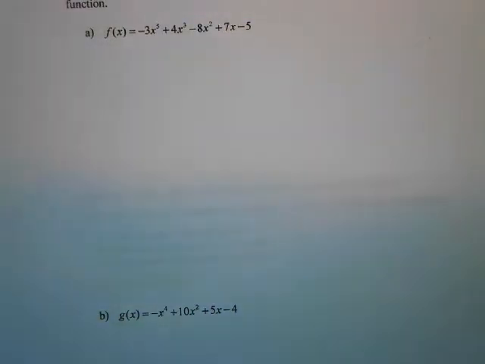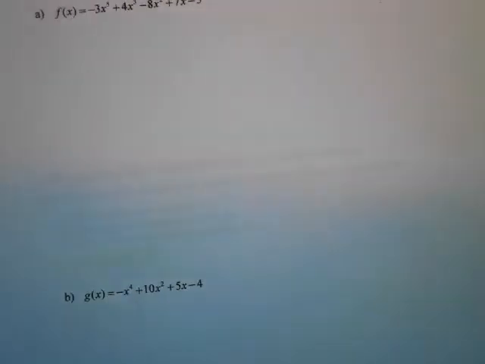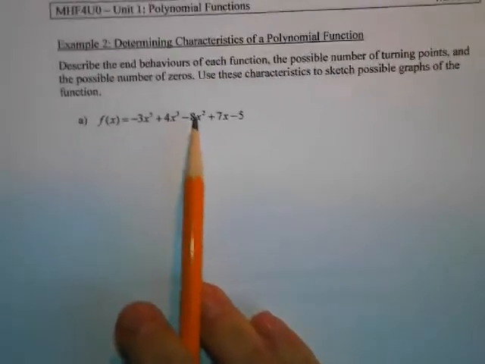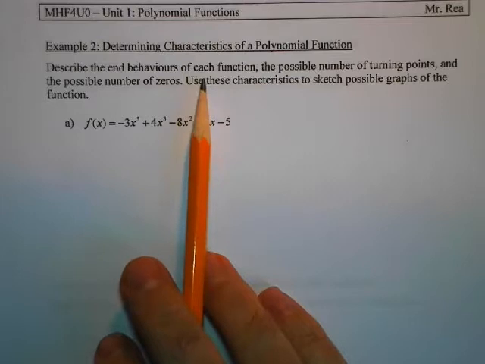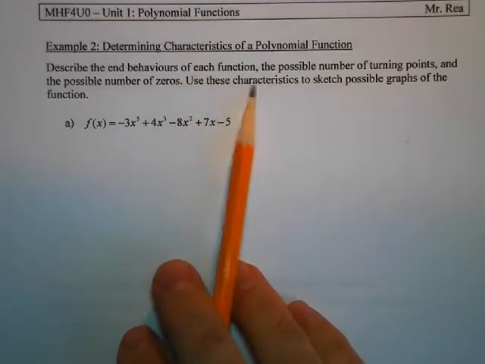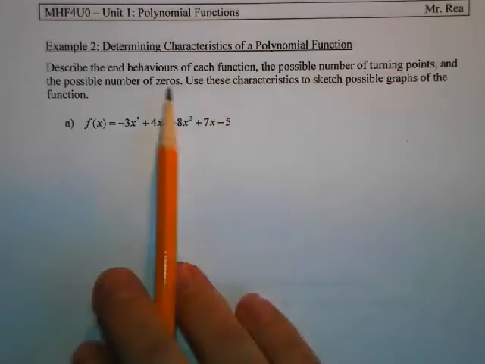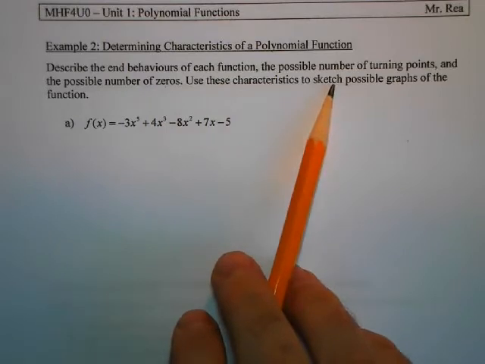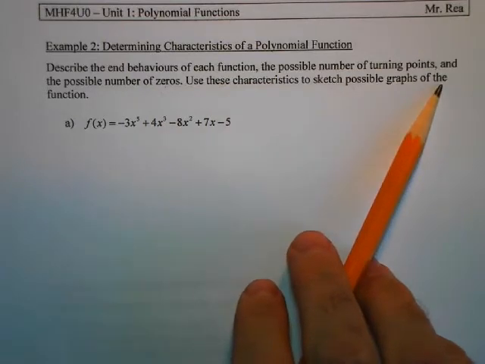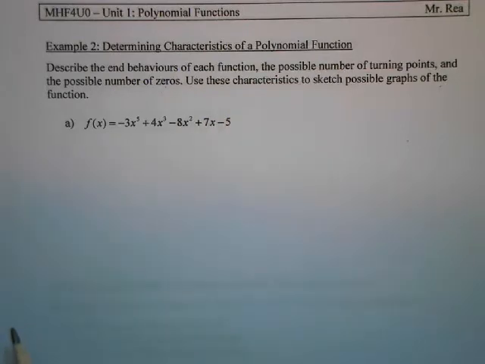Okay, so on the next page, this time there's no graphs to match. So what we're going to do is describe the end behavior, which we did in the last example as well. Also the possible number of turning points and zeros, so remember zeros as x-intercepts. Use these characteristics to sketch possible graphs of the function. I'm going to go a step farther. It doesn't say anything about the y-intercept, but we'll use that as well.